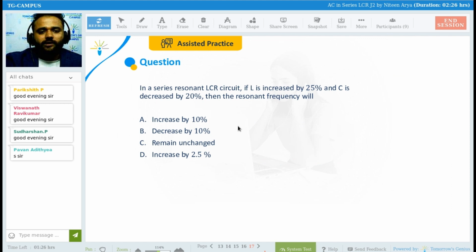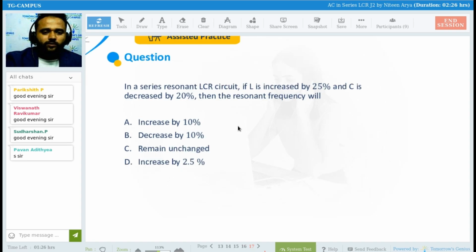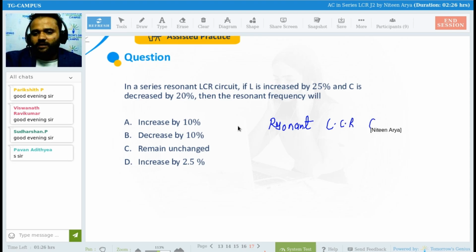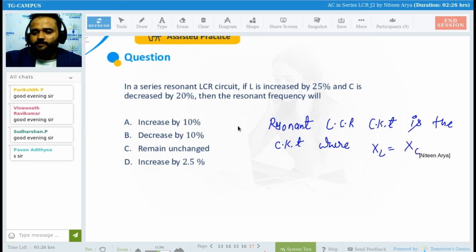Okay. So what is given here is a series resonant LCR circuit. So there is an LCR circuit, but a resonant circuit, what is it? A resonant LCR circuit is the circuit where XL equals XC in any manner. Clear? Simple.